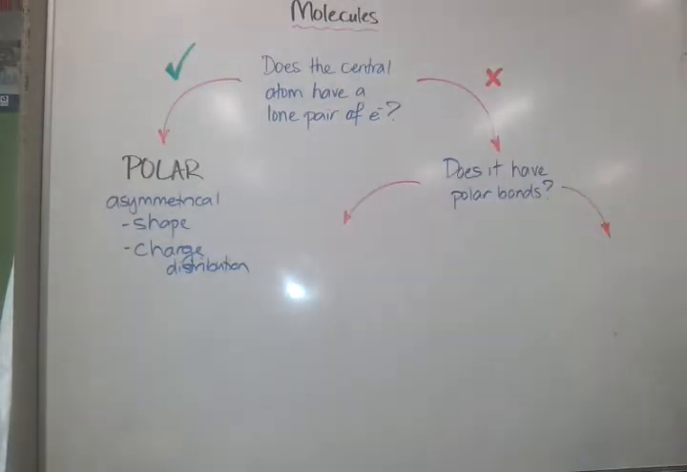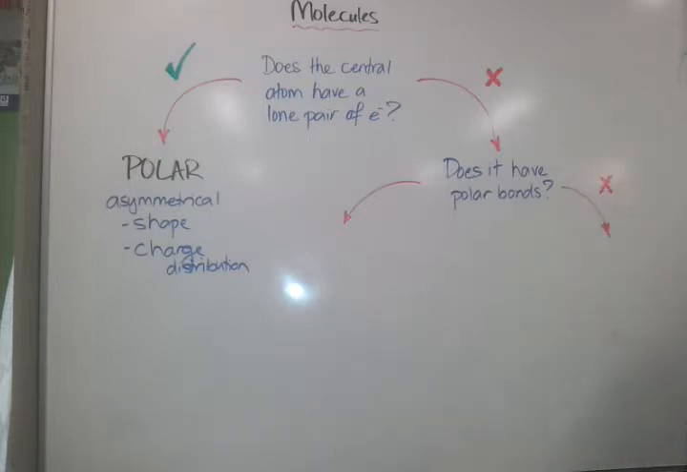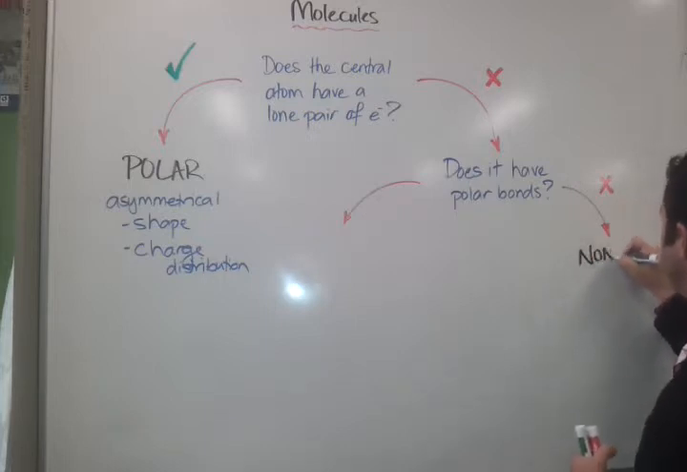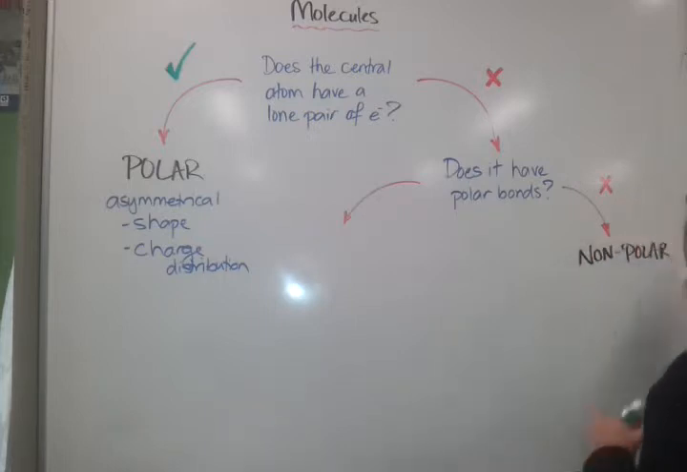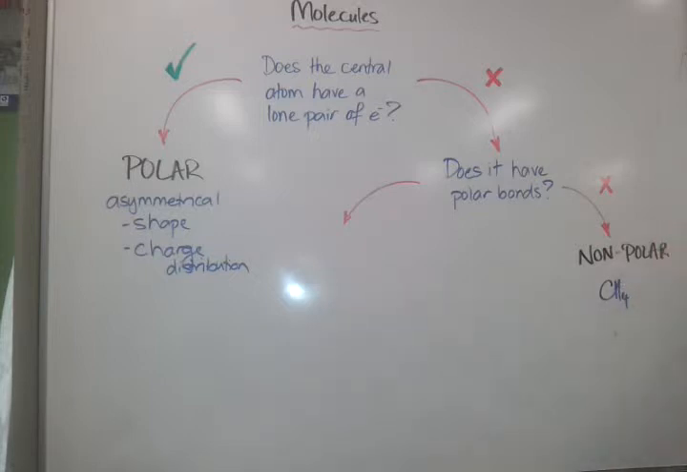If the answer is no, it doesn't have polar bonds, then there's no way for there to be a permanent dipole. There's no lone pairs of electrons, there's no polar bonds inside the molecule. It can't be polar. So therefore we get the answer straight away. It must be non-polar. An example of this is something like methane, CH4. That's a good example. It has a symmetrical shape. It has symmetrical charge distribution because none of the bonds are polar.